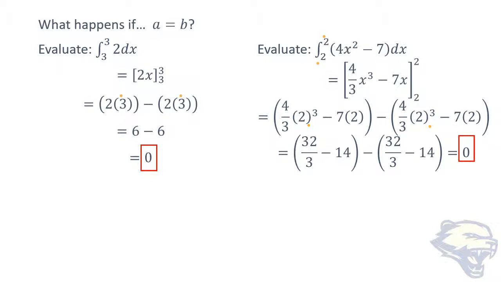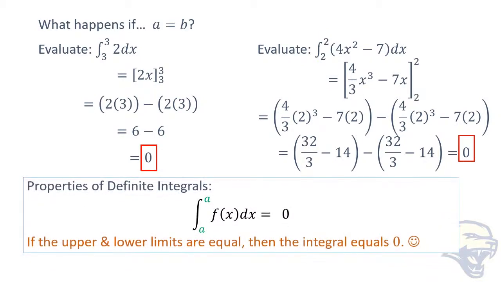So this integral was from 2 to 2. The first one over here was from 3 to 3. So in conclusion, this is another property of definite integrals. If the upper and lower limits are both the same number, whether it's 2 to 2 or 3 to 3, 0 to 0, negative pi to negative pi, whatever they are, if they are the same, then that integral is always going to equal 0 because f of b and f of a are going to be the same thing regardless of what your antiderivative is.